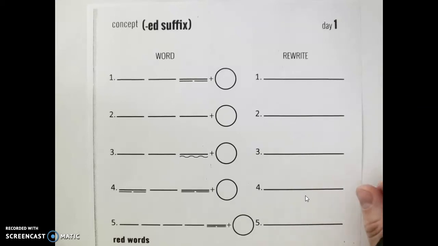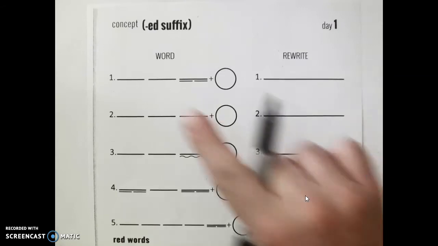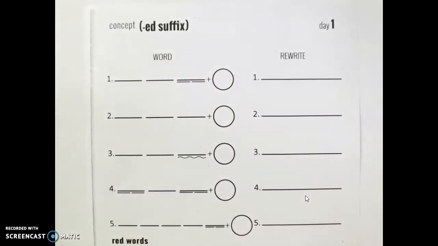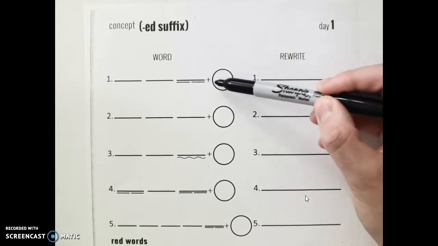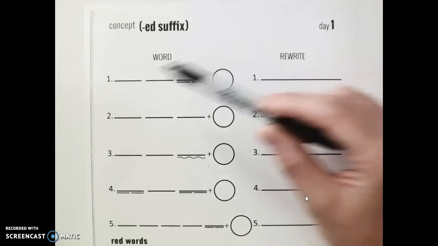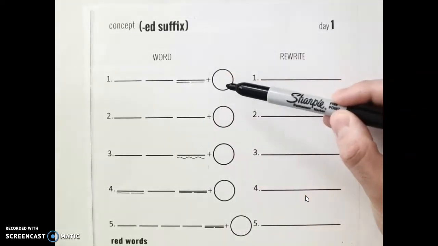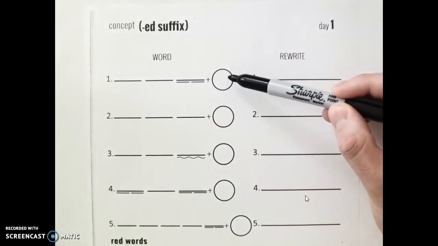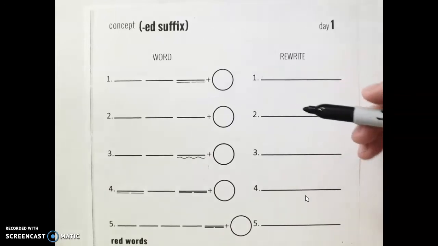Okay, today we're going to look at spelling words with the suffix ed. Remember, the ed suffix has three sounds. The first sound is id. The next sound is t. And the last sound is d. We're going to put the ed in the circle here. So we have our base word plus our suffix ed to make our whole word.